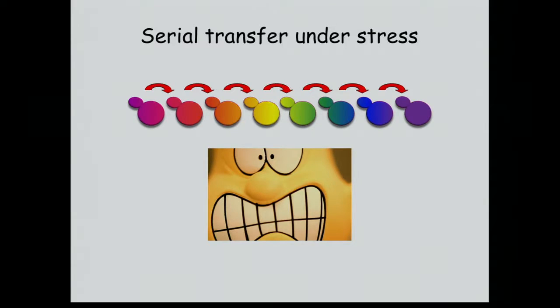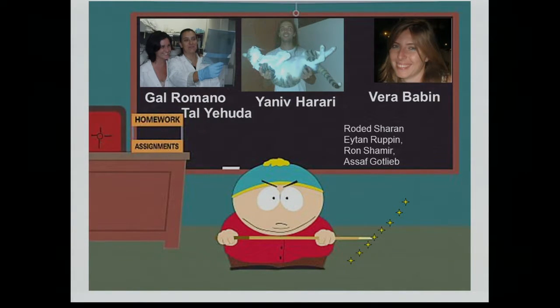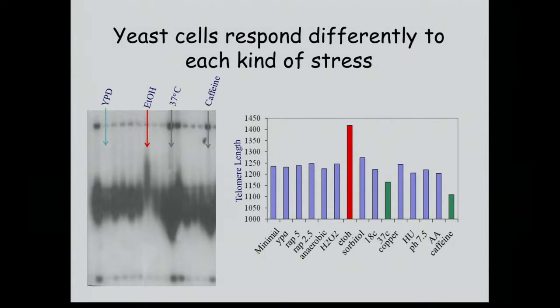And so we used a series of all the possible stresses that we could think about. And when we applied that to yeast cells, okay, this is work initiated by Gal and Tal, and continued by Yaniv and Vera, what we found out is that most of the stresses don't do absolutely anything. But there are some stresses that do have an effect. For example, caffeine will shorten your telomeres, and ethanol will lengthen your telomeres. Okay? So now you know how to balance your life, right?